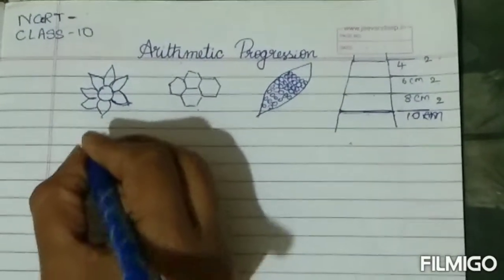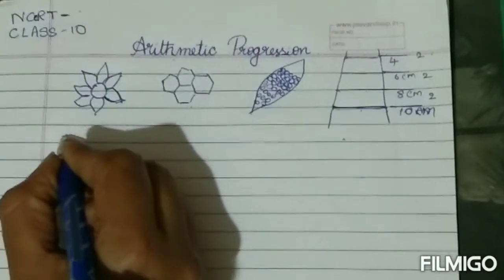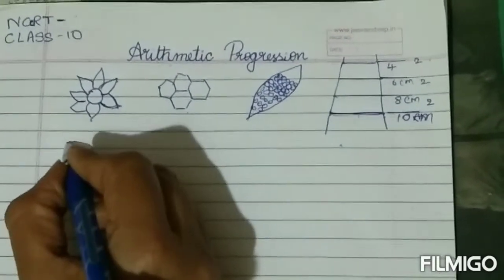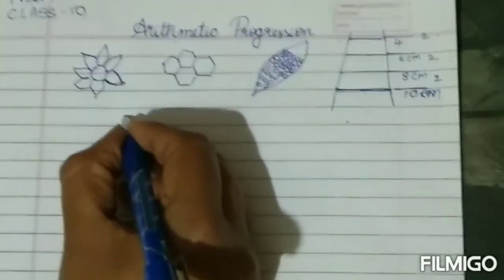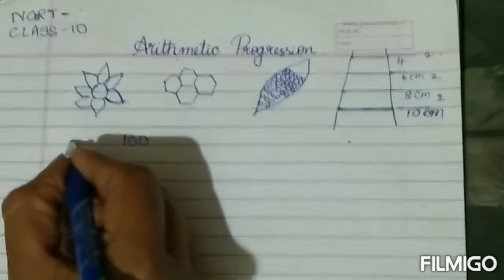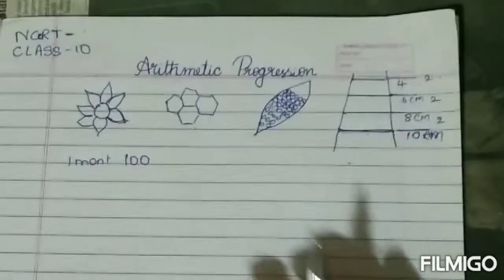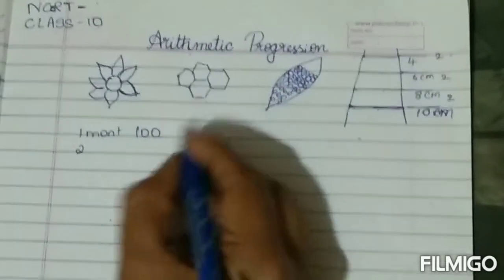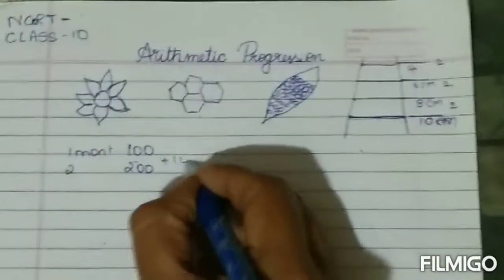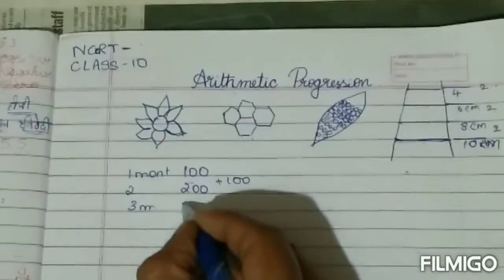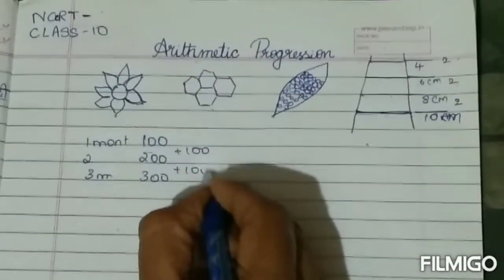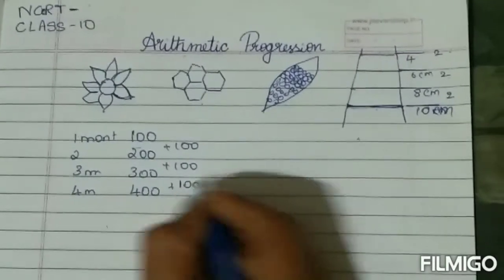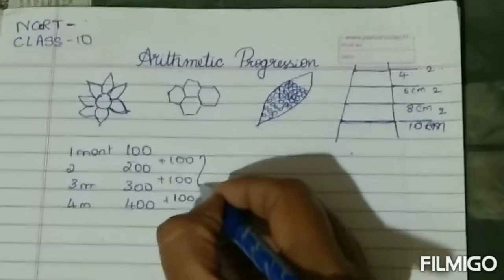Now I am going to give an example. Say I give you pocket money. I am giving you a pocket money of 100 rupees per month. First month. So second month you have 200. So plus 100. Third month you have 300. So plus 100. Fourth month 400. 400 plus 100. So you got the pattern.